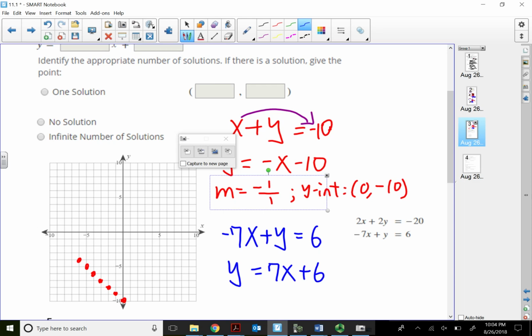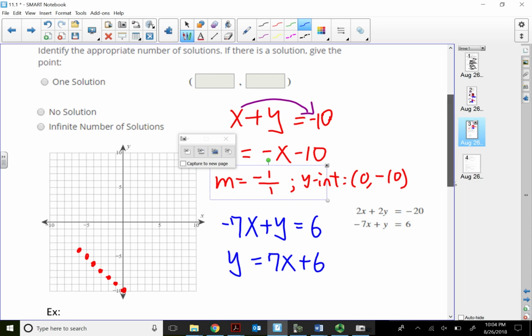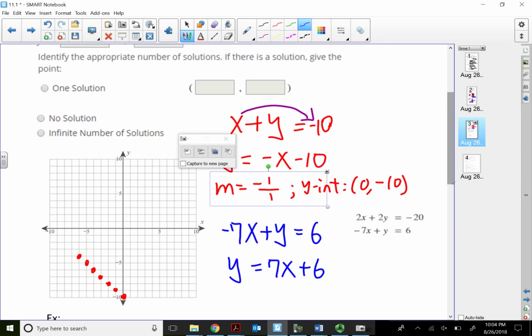So I guess I'm not going to run into the no solution or infinite number of solutions because I notice my slopes are different. Negative 1 for slope, 7 for slope. So when my slopes are different, that means these two lines will intersect somewhere. When my slopes are the same, then I'm going to start running into no solutions or infinite number of solutions.